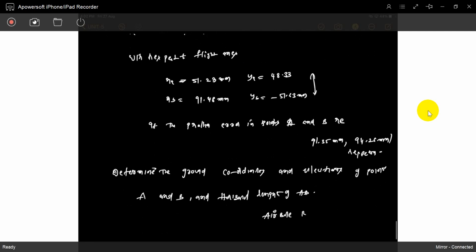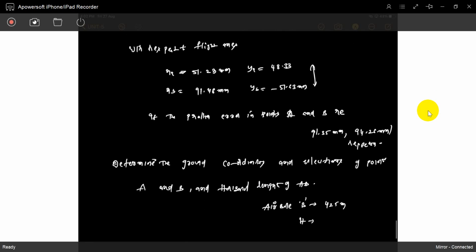Air base is 425 meters, flying height 1350 meters. That's it. They gave the coordinates of the two points A and B on the photographs. They have parallax errors also, they gave it. So now we have to find the coordinates of those points, x, y and elevation, three-dimensional coordinates, and also they ask the distance between those two points. That is easy.